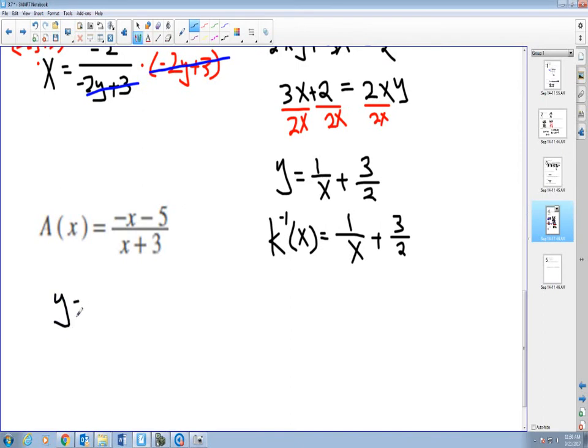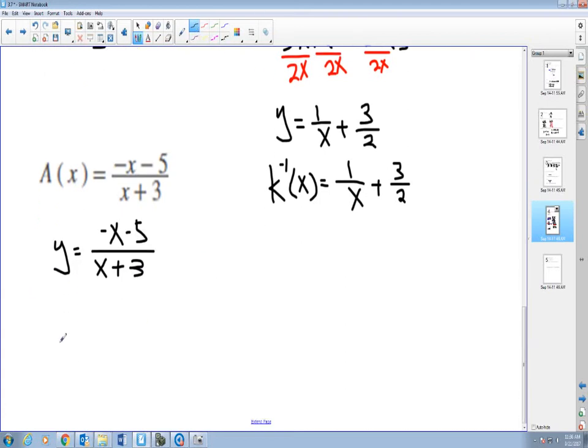Alright, so step number 1, replace f sub x with y equal. Alright, interchange the x and y variable. So normally this thing says y equal, now you will say x equal. These two x's will become y. So that will be negative y minus 5 over y plus 3.